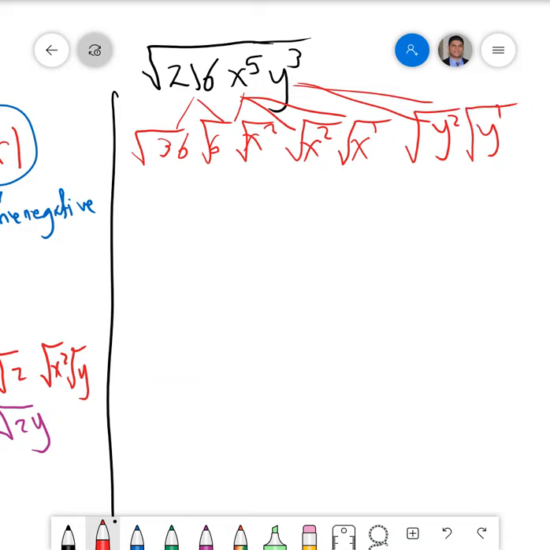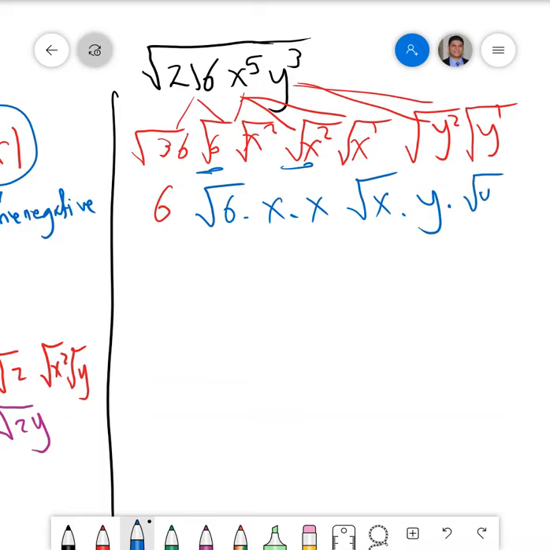Now square root of 36 is 6. Square root of 6 we have to keep. Square root of x squared is x. Square root of x squared is x. The square root of x we keep as square root of x. Square root of y squared is y, and here we keep square root of y. Now we can multiply, so it will be 6x squared y times square root of 6xy.